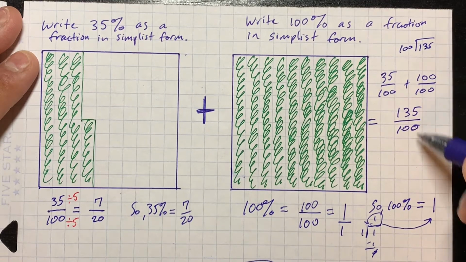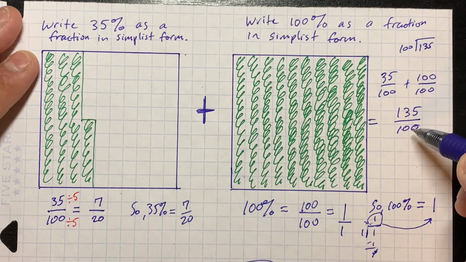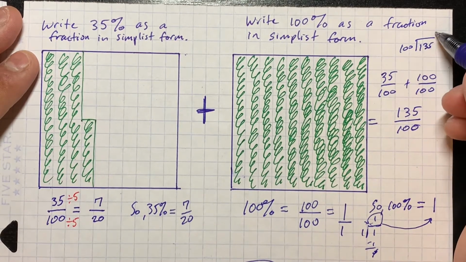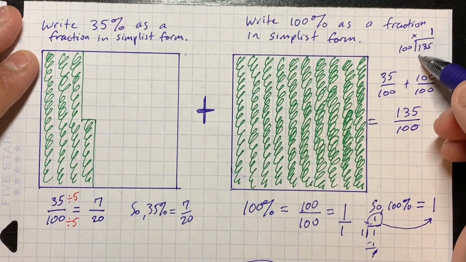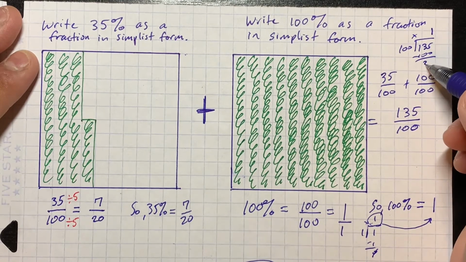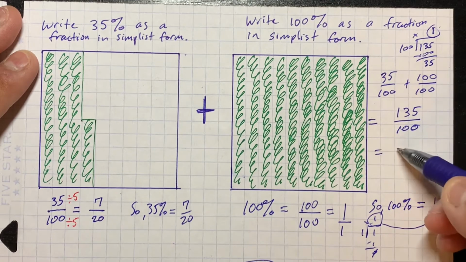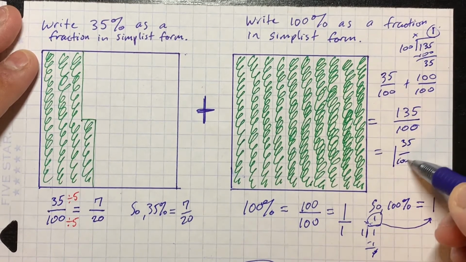So 135 is your numerator, which is also your dividend. Your denominator is 100, that's also your divisor. 100 can go into 135 evenly without going over one time. 1 times 100 is 100. 135 take away 100 is 35. So this is one whole. This is going to equal one whole and 35 over 100.